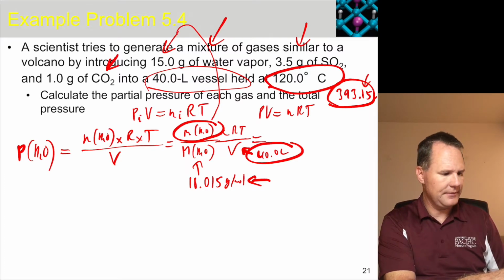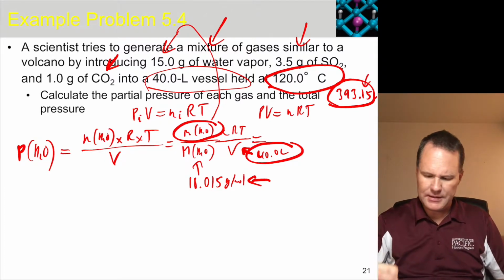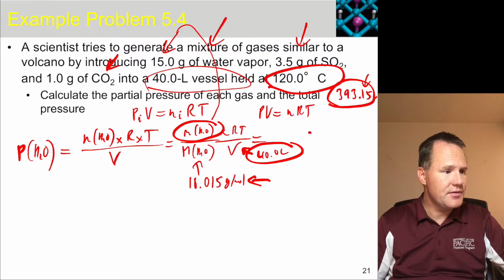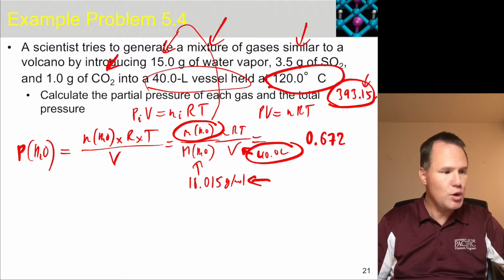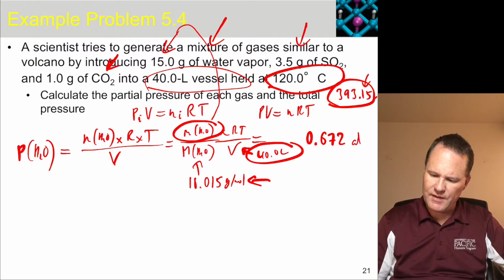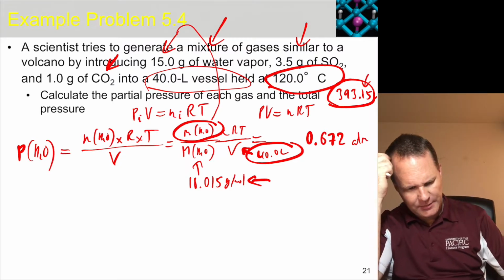And then times 0.08206 times the temperature, which is 393.15, and then the volume was 40.0. If I got it right, I have 0.67. How many sig figs? 3, so 0.67 atmospheres. Now, let's discuss this a little bit, okay?